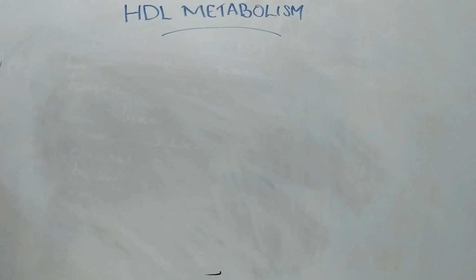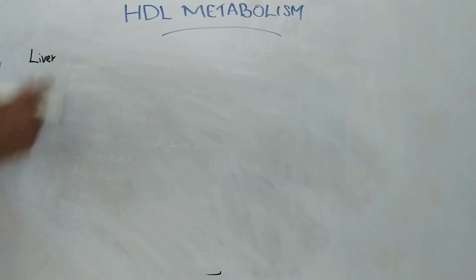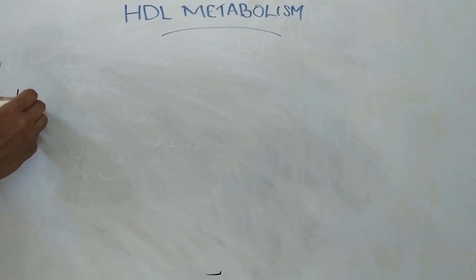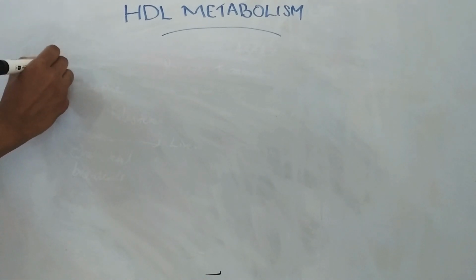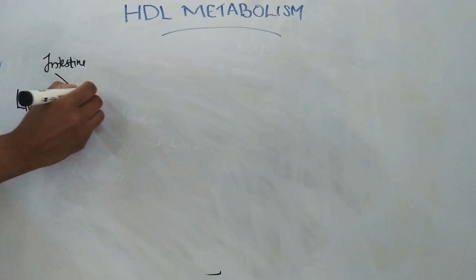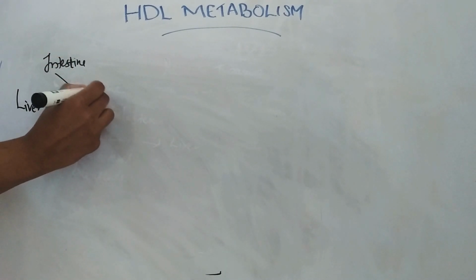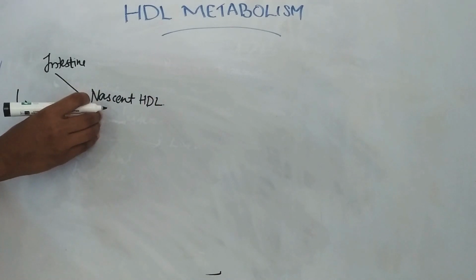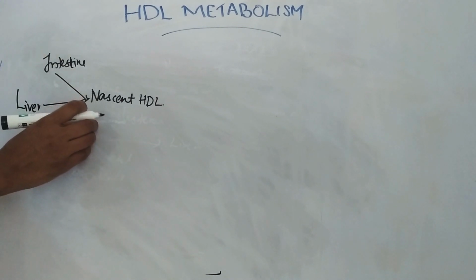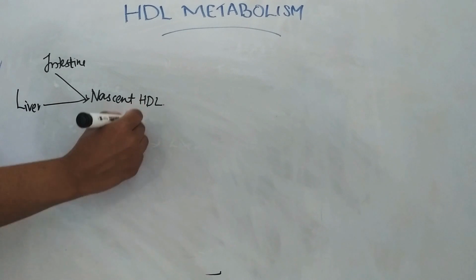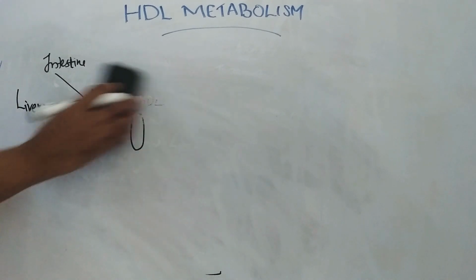HDL is synthesized in liver and in intestinal mucosal cells. This is nascent HDL. This nascent HDL is composed of a bilayer of phospholipid and free cholesterol. It is discoidal in shape.